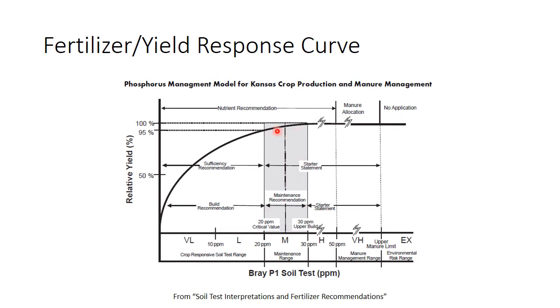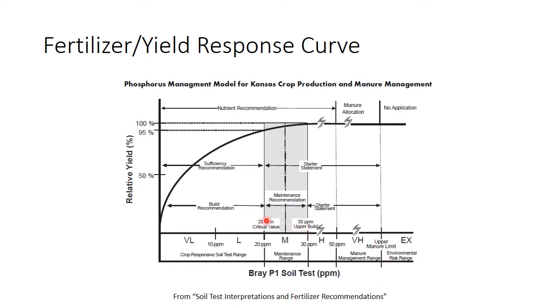And we have kind of 2 ways that we give phosphorus fertilizer recommendations. Sufficiency is everything up to 20 parts per million, which would put us at about a 95% return on the relative yield based on increasing our soil test phosphorus. But then at 100%, so the top of the curve, that's like the end of the maintenance range.